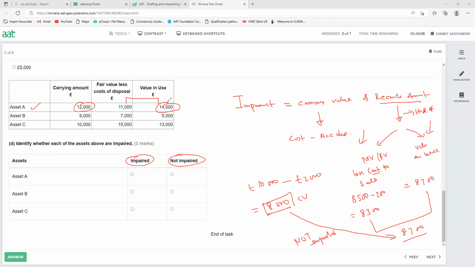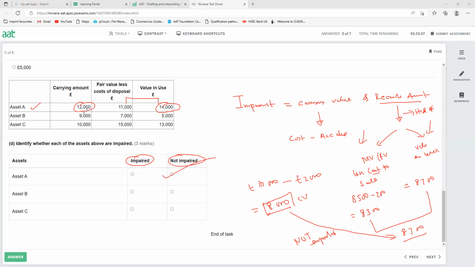So I'm not overstating the value of the asset in the financial statement. In the financial statement, I always need to show the correct amount for the value of the fixed asset or non-current asset. Impairment is a kind of reduction in value. This asset still has more value than the carrying value, so it is not impaired.